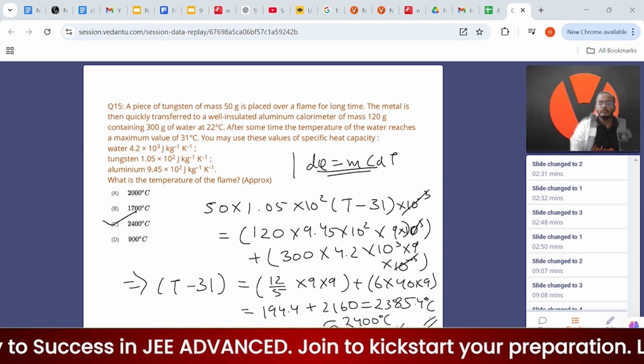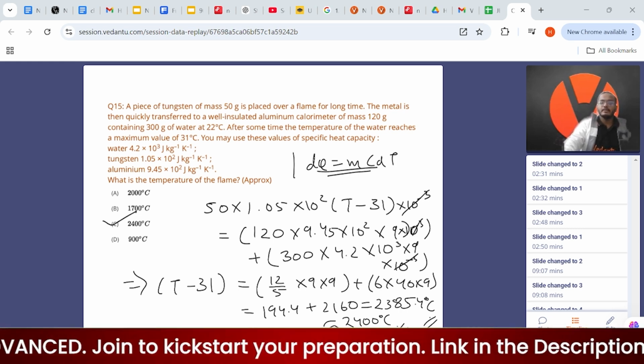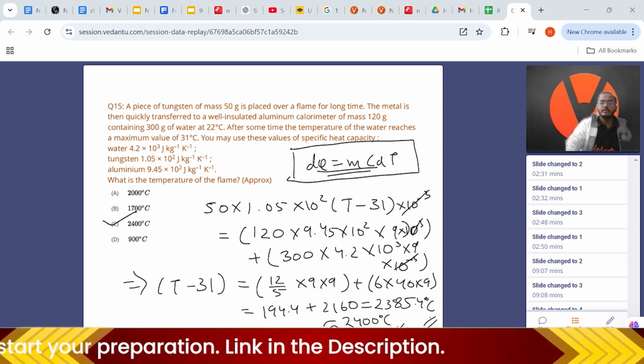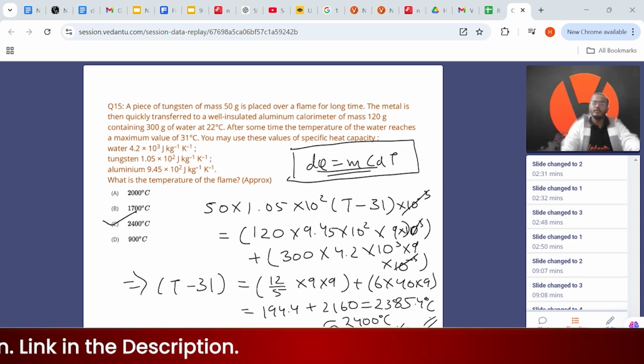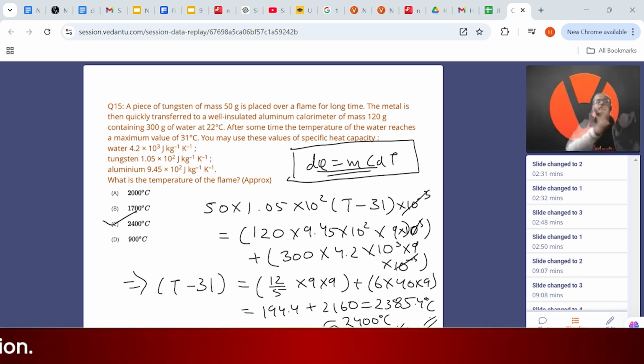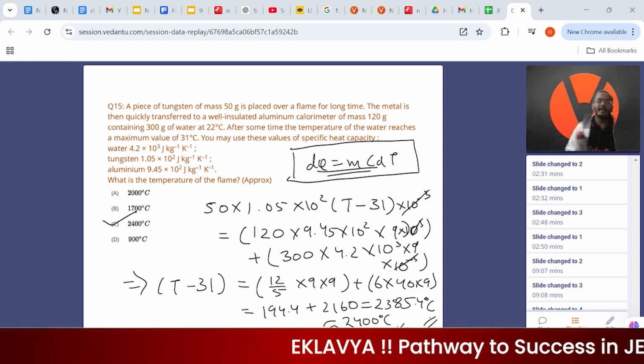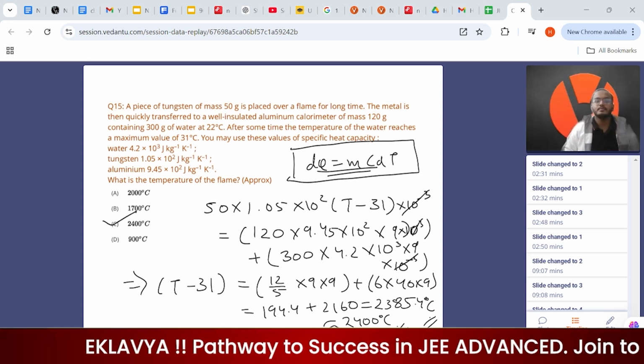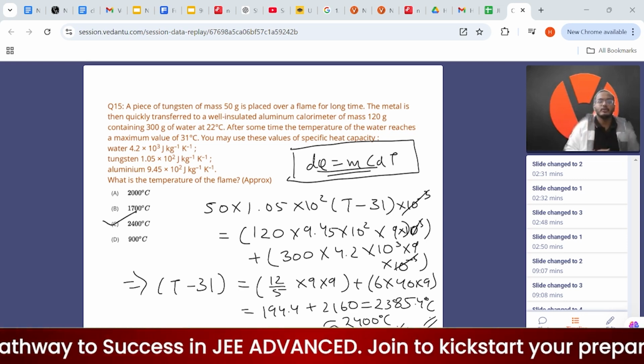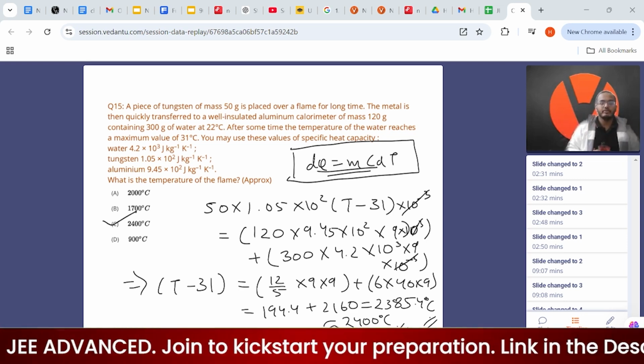Okay. So this is a question for calorimetry. All you have to remember is this: dq is equals to mc dt, that is change in heat is always equal. So change in heat from tungsten given to the aluminium as well as to water is equal, and since the temperature will be at equilibrium 31 degrees Celsius.